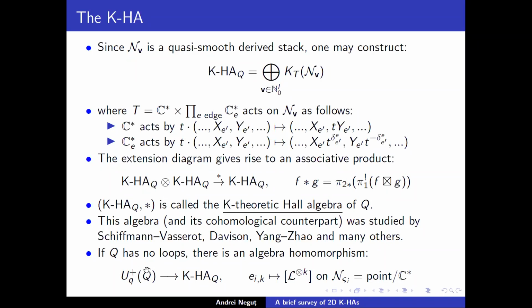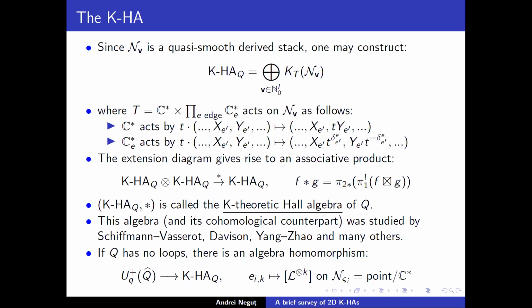And the assignment from U_q^+ of Q-hat to the K-theoretic Hall algebra, which I claim is an algebra homomorphism, is the one which sends E_{i,k}. Well, let's put it in the following way. E_{i,0} would go to the structure sheaf of the stack N_{σ_i}. We remember that σ_i is the dimension vector which has a single entry 1 on the ith position and 0 everywhere else. Well, this stack is very simple. It's actually point mod C star. There's a slight detail over there, but morally it's point mod C star.